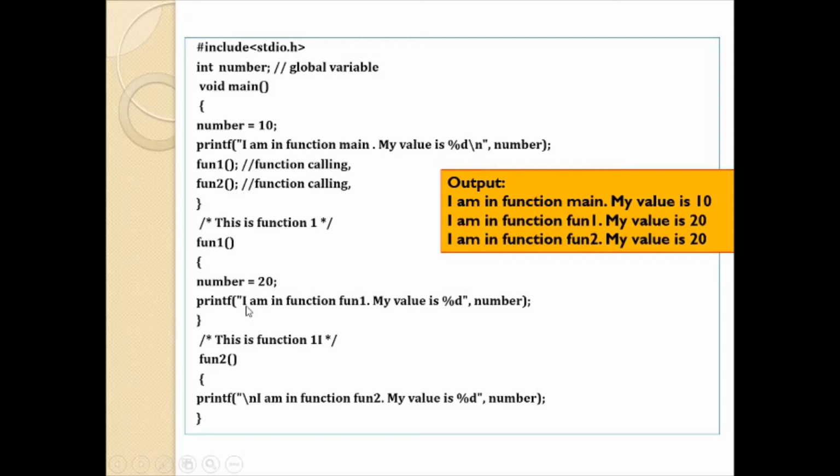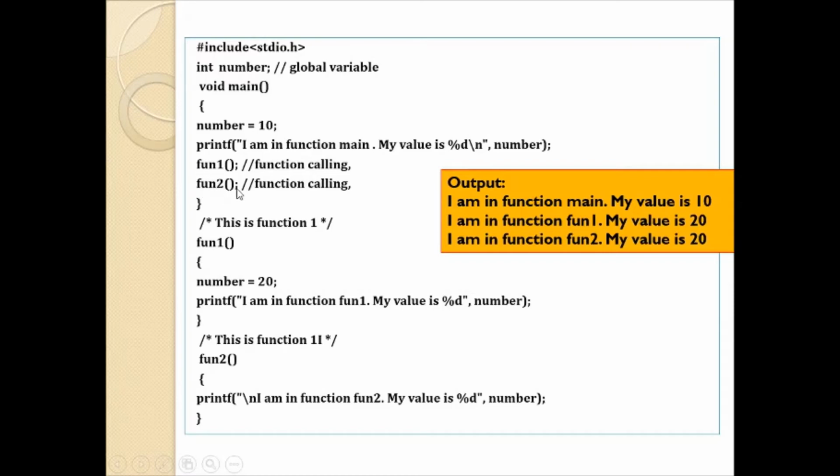Now you can see I am in function 1, then my value is %d, meaning the current value of number, which is 20. I am in function 1, my value is 20. You can see it as the output. Next, all the statements of function 1 are executed, so it will return to the main function. What is the next line of the main function?